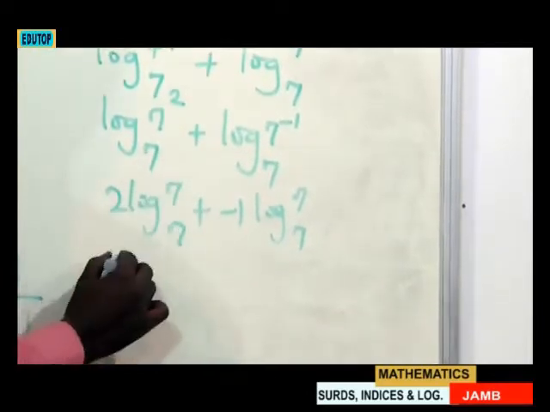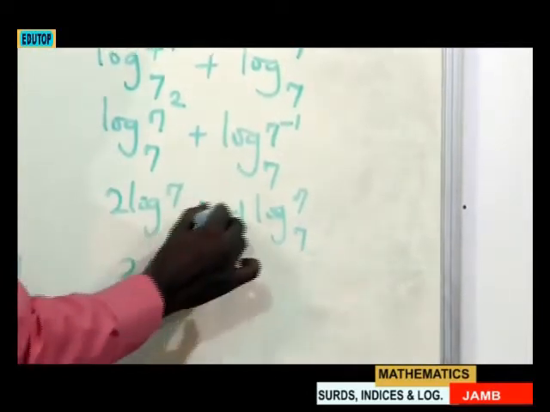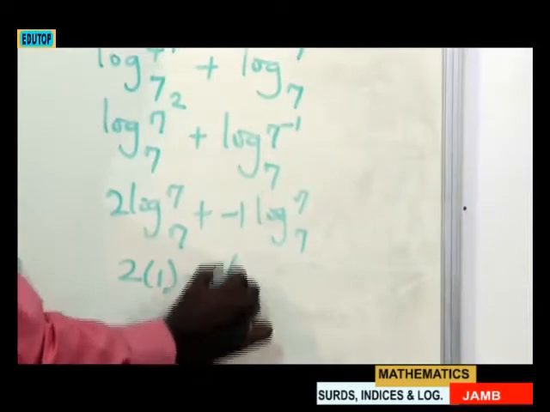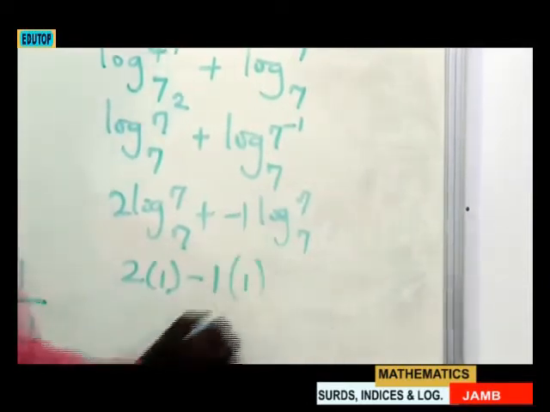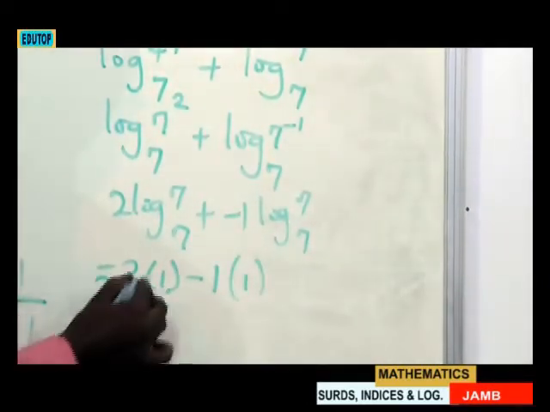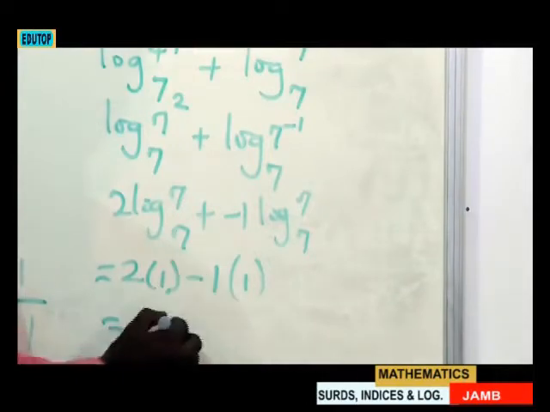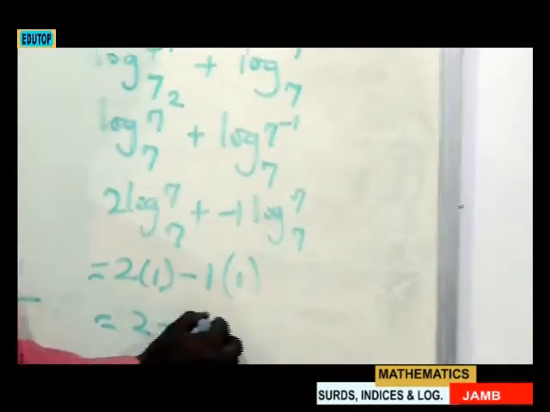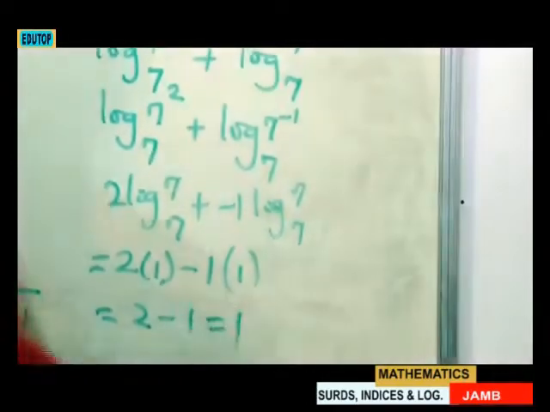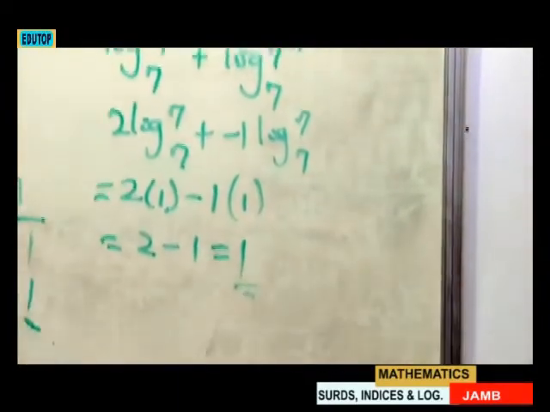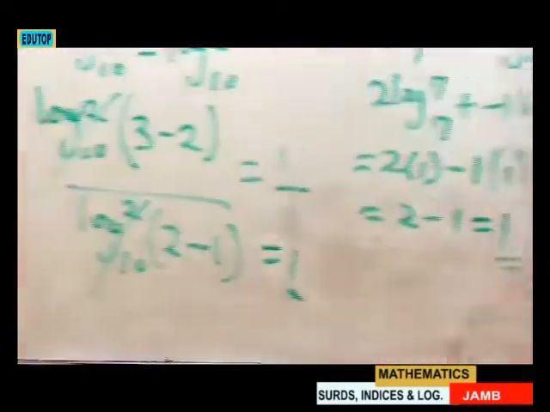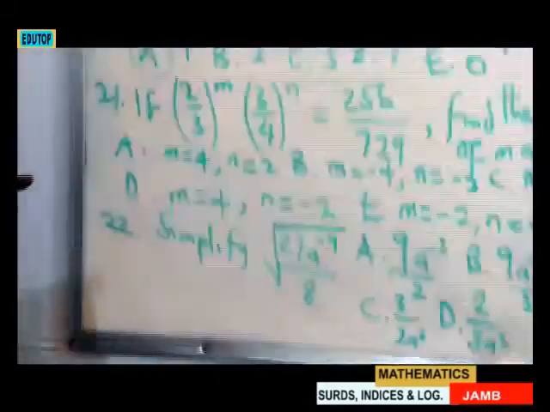Log of the same base is 1, so 2 into 1. Plus times minus, minus 1. Log of the same base is 1. So I have 2 times 1, 2. Minus 1 times 1, 1. 2 minus 1, 1. So the answer will definitely be 1. So let's see the one that will correlate to that. That's option A.